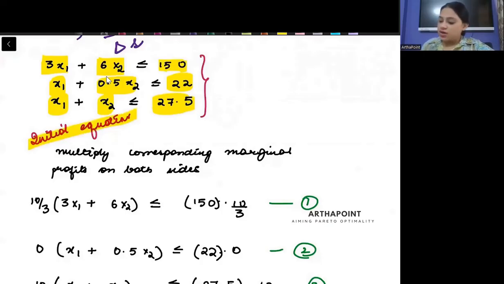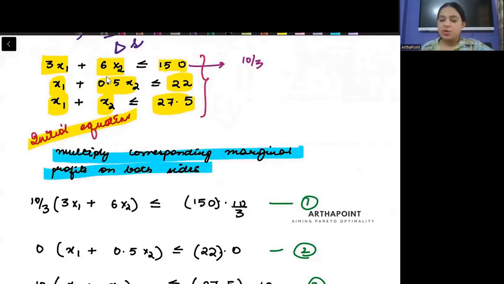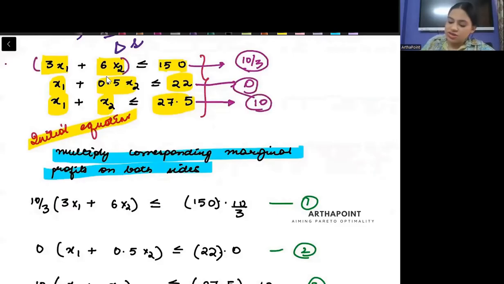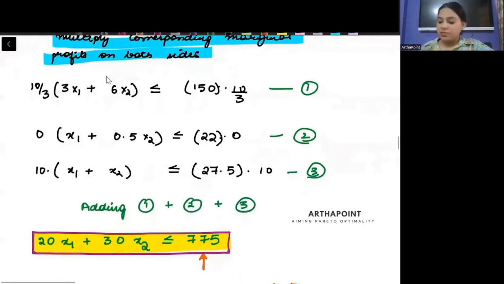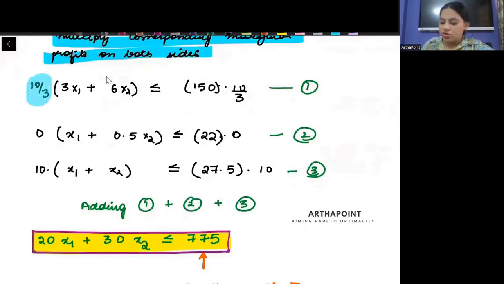I am going ahead and multiplying the corresponding marginal profits on both sides. So beta, because of flour, how much was the marginal profit increasing? 10/3. This is what I proved. Because of sugar, how much was the marginal profit increasing? 0. This is what we showed. And because of butter, it was changing by 10. So these marginal profits I am multiplying on both sides. This side I am multiplying by 10/3, 10/3, 0, 0, 10, 10. I am multiplying the marginal profits on both the sides.